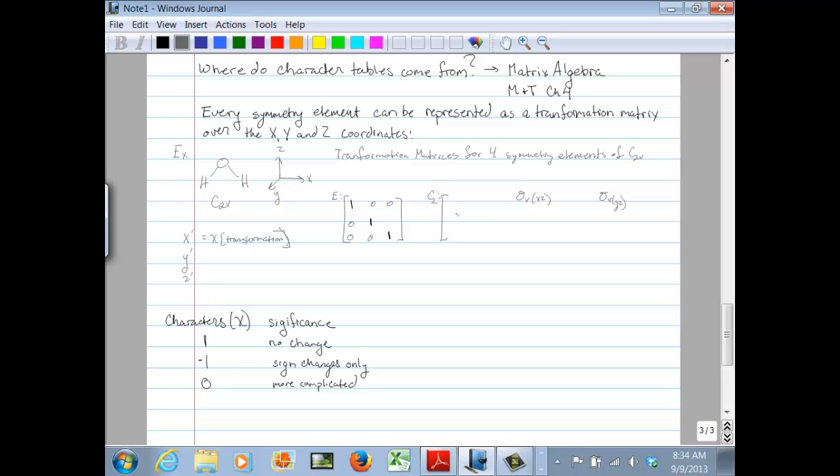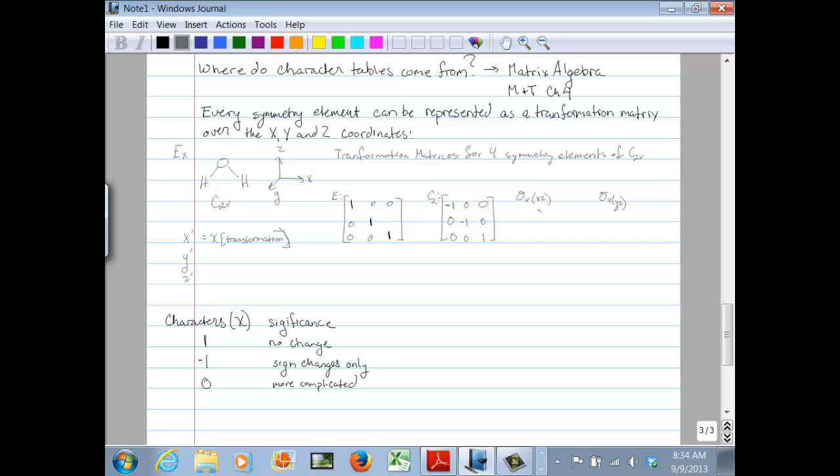Now, for C2, what happens to X when you rotate 180 degrees? It sure does. So it goes into the negative of itself, and so that's a sign change only. So that is a -1 for X. What about Y? What happens to Y when you rotate around Z 180 degrees? It's a -1. What happens to Z when you rotate around Z? 1. Yeah.